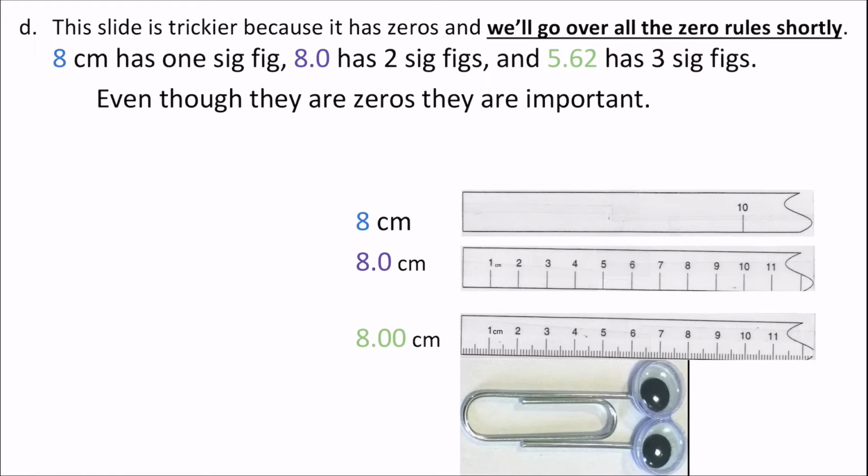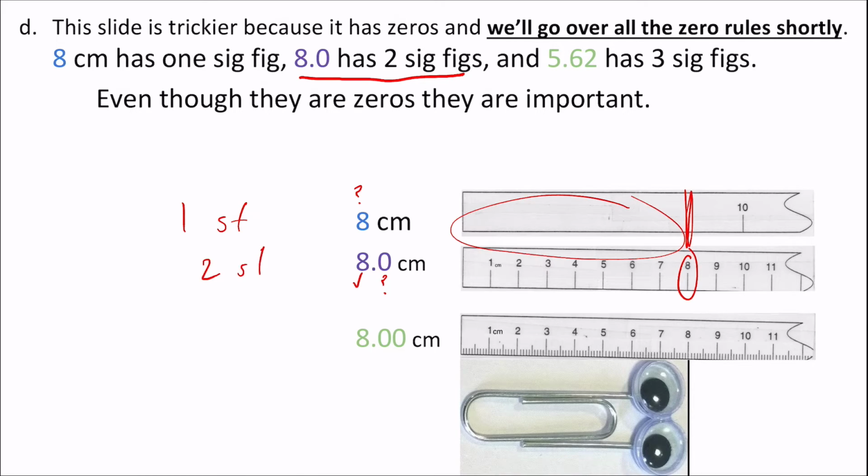This slide is trickier because it has zeros, and we're going to go over the zero rule shortly. 8 centimeters has 1 sig fig. Again, we were guessing that this Clippy was somewhere around there, so we guessed, okay, that's about 8. So because it was a guess, that only has 1 sig fig. 8.0 has 2 sig figs. Now we say, okay, it is on that line, so we know the 8, and now we're guessing that 0. So this one has 2 sig figs.